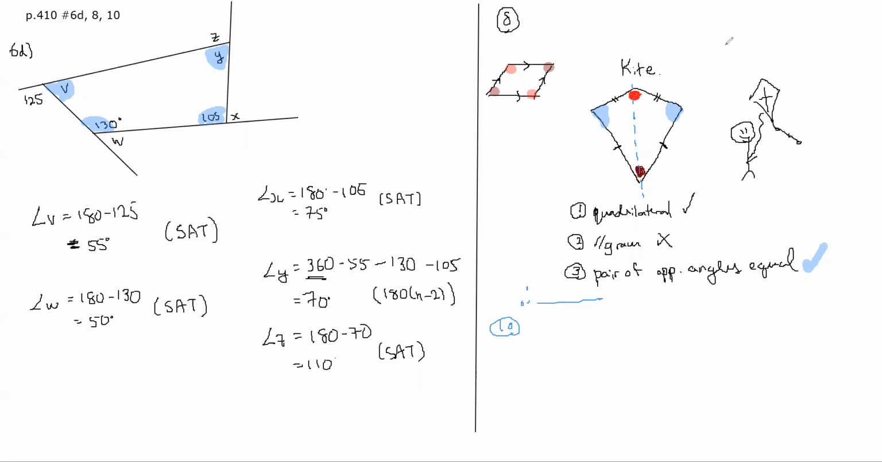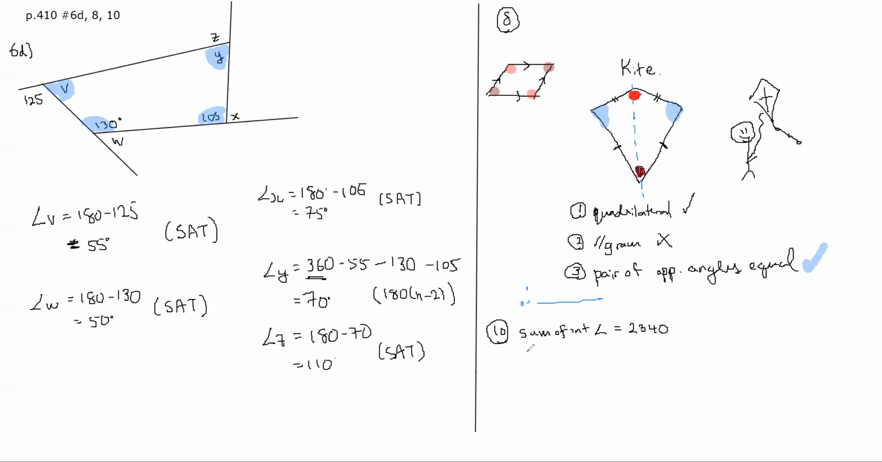Let's write that in pen, in dark color. Number 10: the sum of the interior angles of a polygon is 2,340. How many sides does the polygon have? All right. Sum of interior angles equals 2,340. What does that mean?